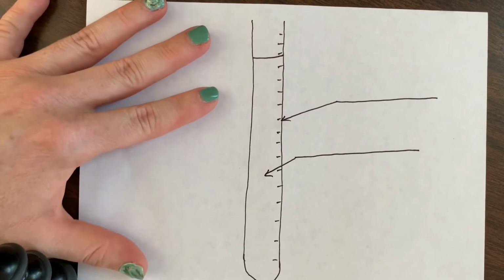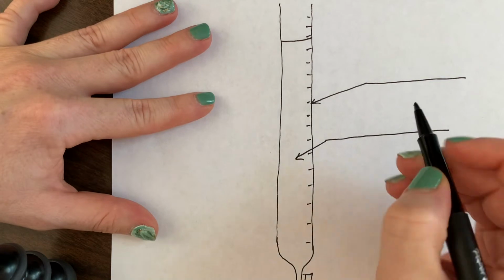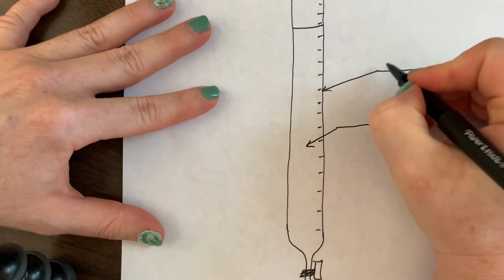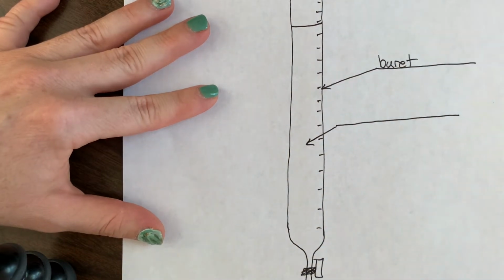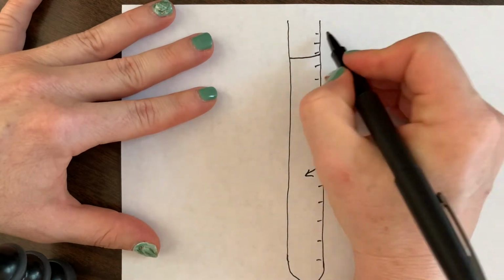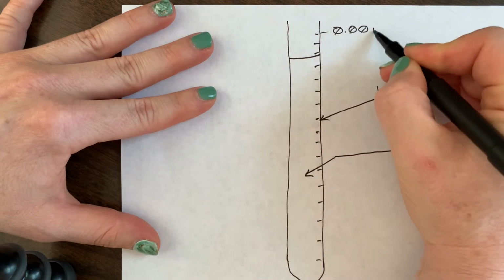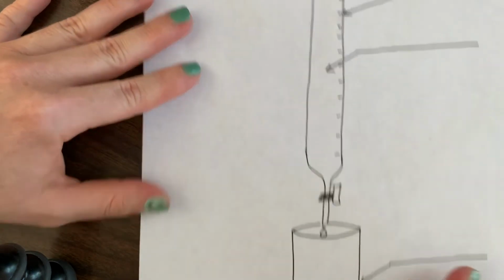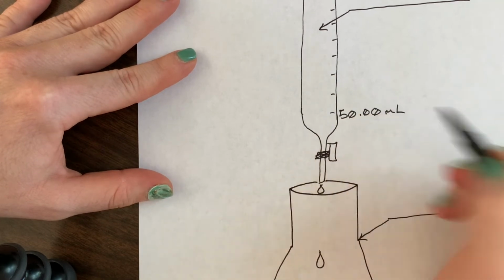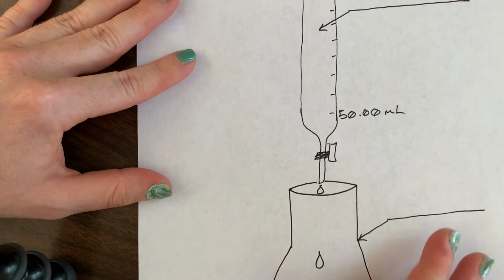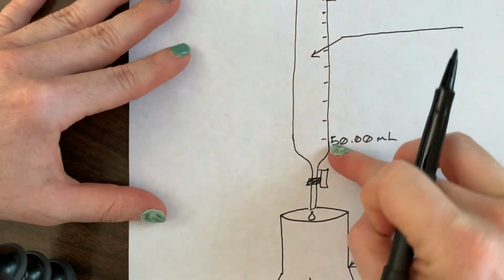So now that you've had a chance to label the diagram, let's go over it together. So, as you remember in the video that you watched, this is called a burette. Okay, and the funny thing about a burette is that it's labeled 0.00 milliliters up here and 50.00 milliliters down here. It's upside down. And that's because we don't really care how full it is. We care how much has emptied out.